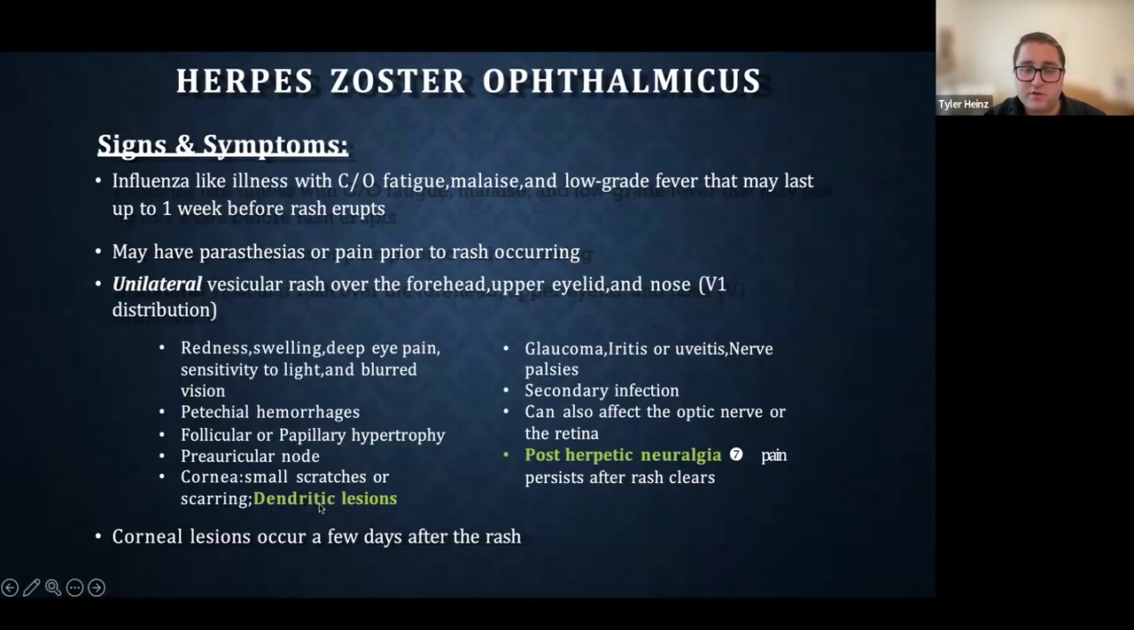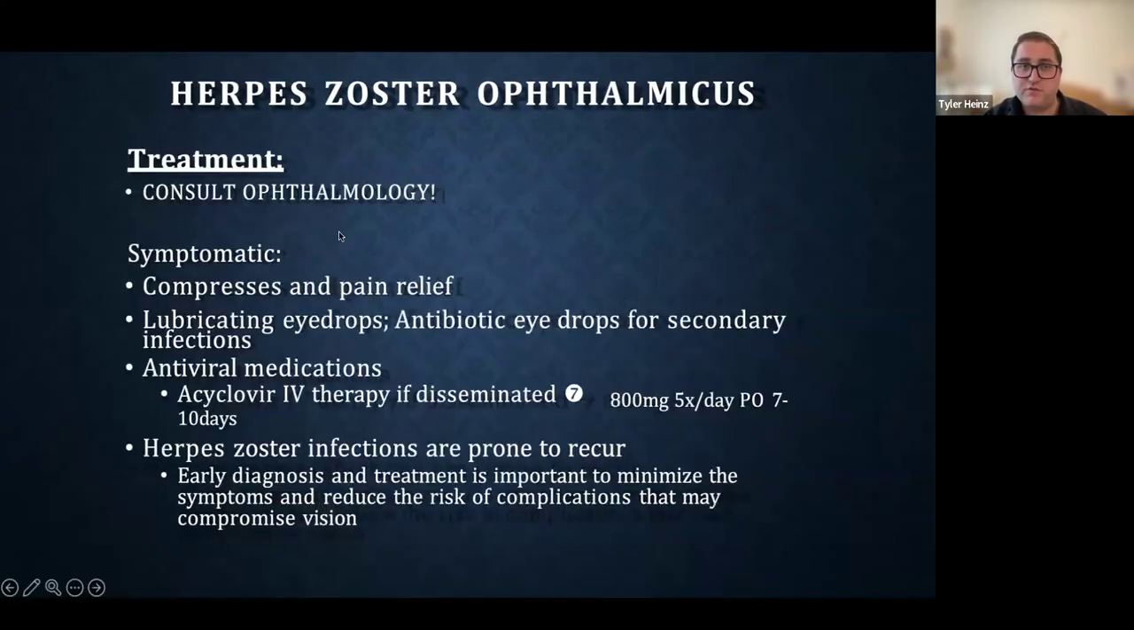Corneal lesions are usually going to occur a few days after the rash. So again, call someone from ophtho. You can try and help alleviate their pain and their irritation by giving them some cool compresses. Some people like warm compresses better. It's more so patient specific. It's not going to hurt them either way, but a lot of times cool compresses are a little bit better in terms of pain relief. You can give them pain relief drops. You can give them pain relief over-the-counter pills, acetaminophen, your Tylenol, ibuprofen, etc.